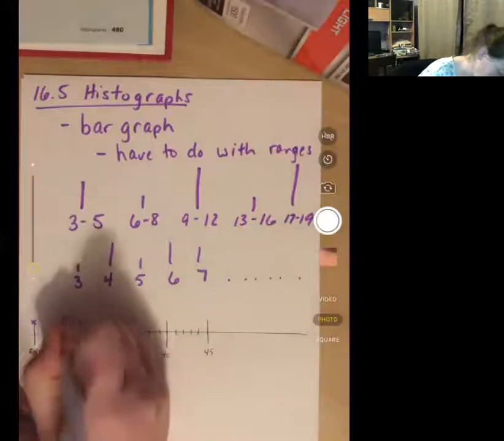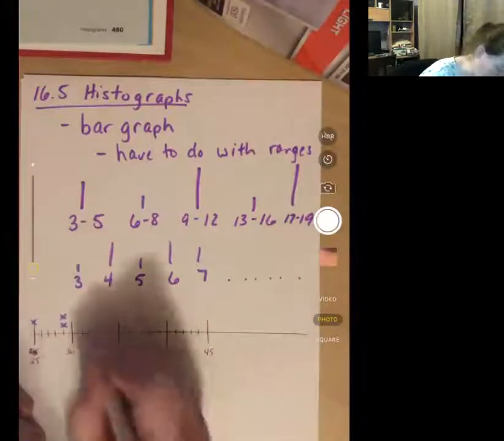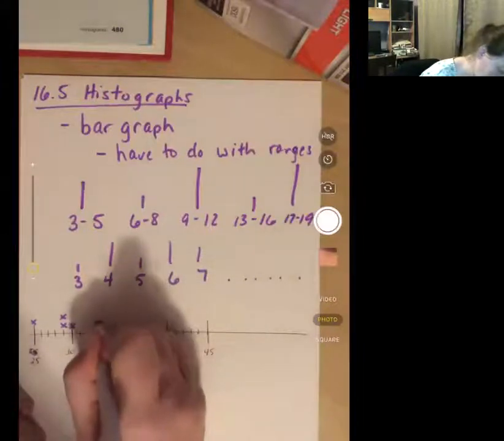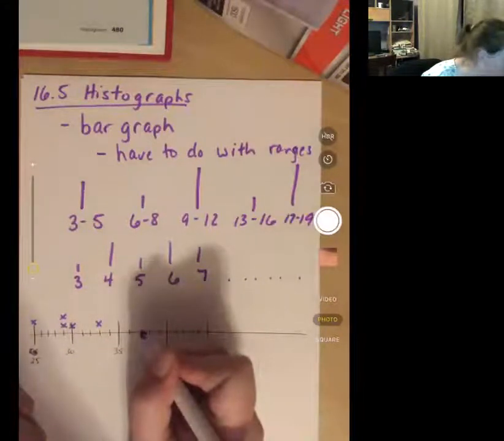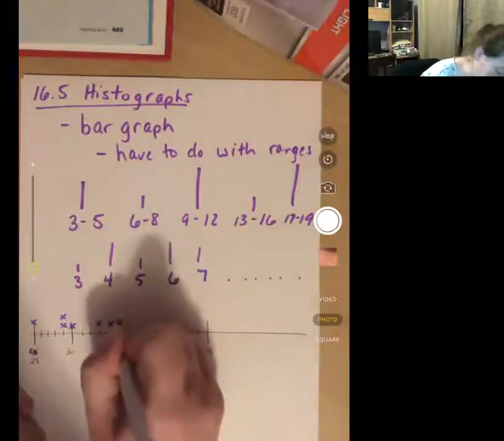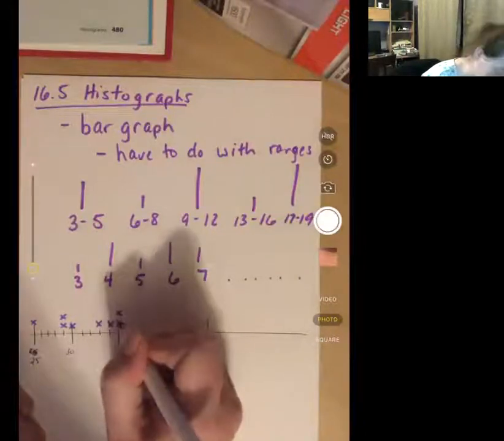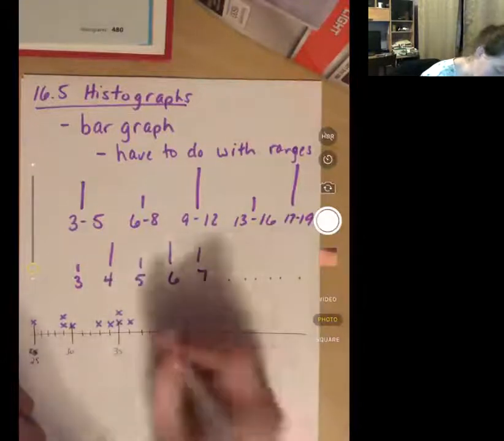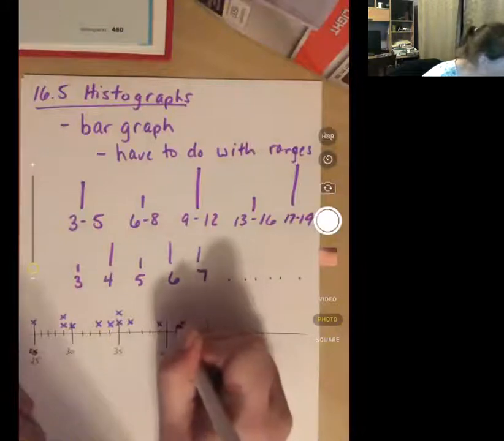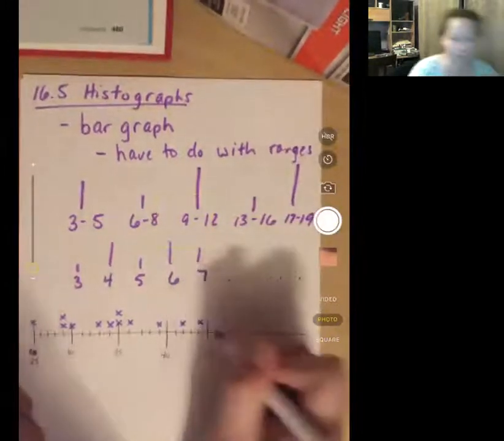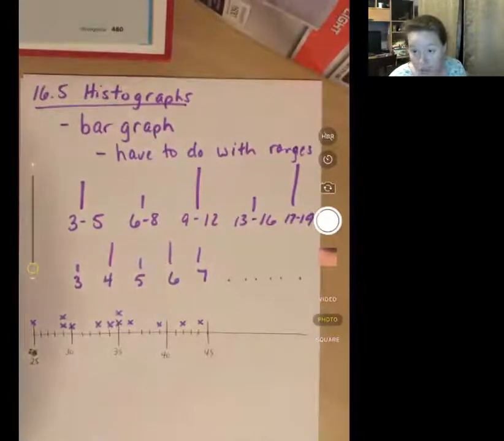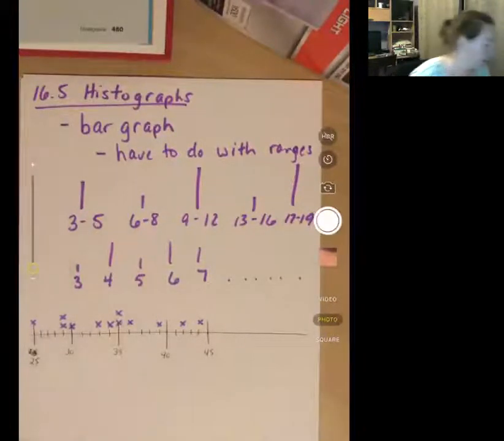2 29s, a 30, a 33, a 34, 2 35s, a 36, a 39, a 42, and a 44. Okay? So I put in all of my X's. You need to put in all of the X's inside your book.